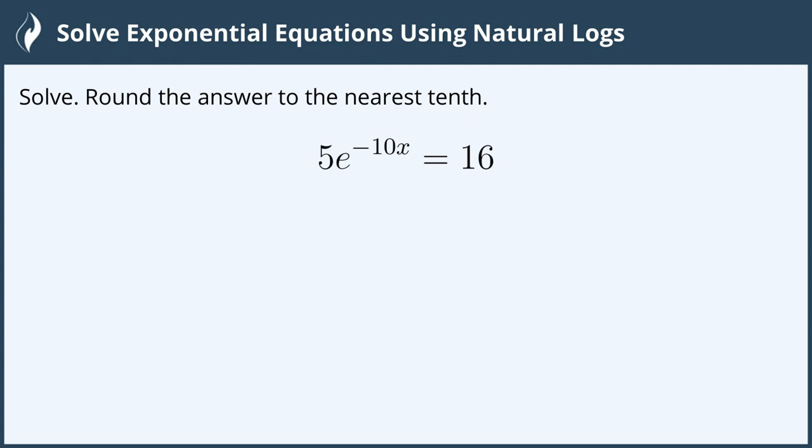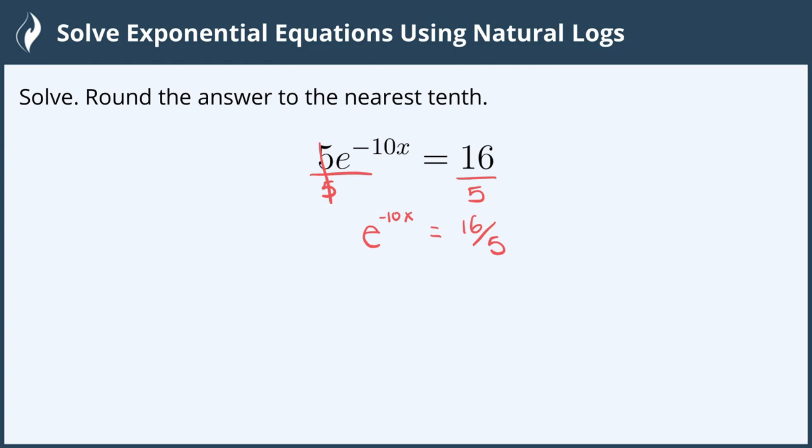In this case, we can divide both sides by 5, and then we have e raised to the negative 10x equals 16 fifths. That exponent is still up there, but it's a little less crowded. Now we can go ahead and do either one of two things.